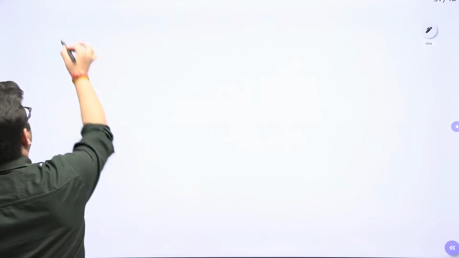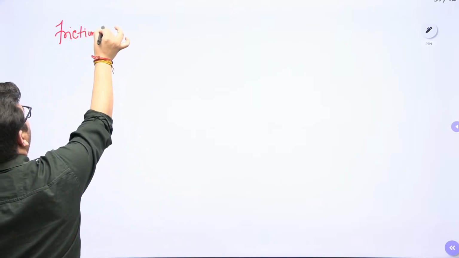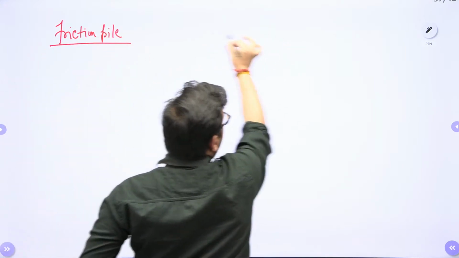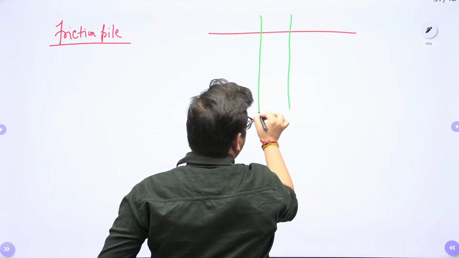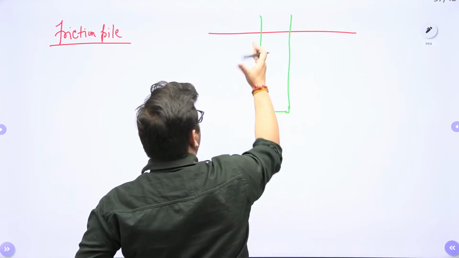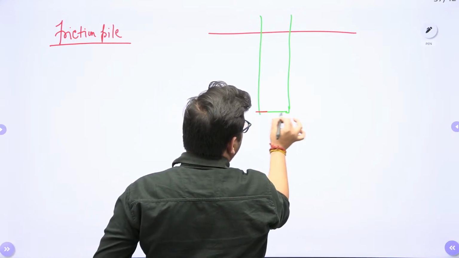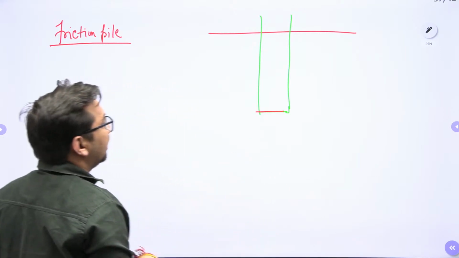In case of a friction pile, we know that some of the load will also get distributed due to the side friction from the sides. It means the total load is not getting distributed from the base of the footing.